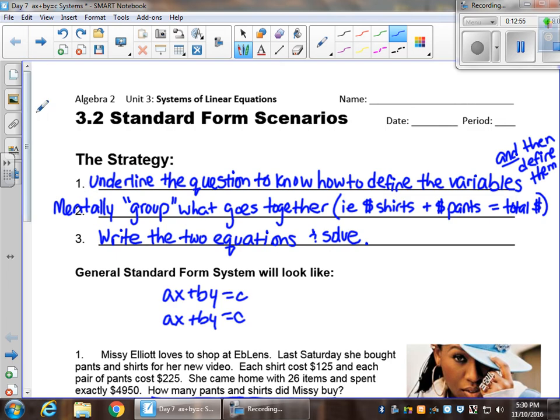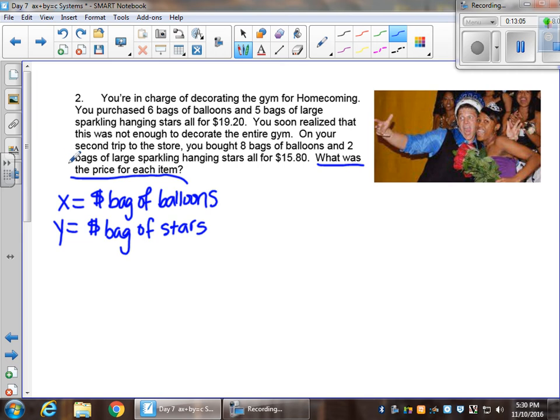What does step 2 say? Mentally group what goes together, and that's going to help us get our equations. And then finally, we'll write them and solve. So let's see what we can group together. There's 2 pieces to what we're told.